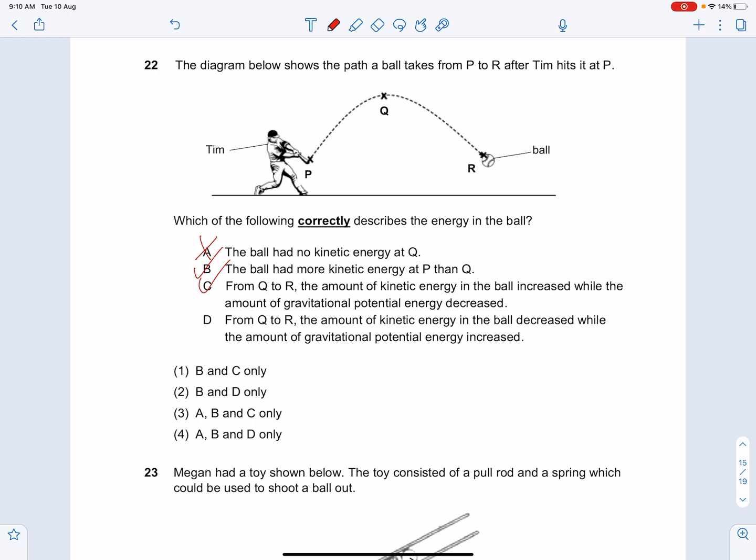From Q to R, the amount of kinetic energy in the ball decreases while the amount of gravitational potential energy increases. This is definitely wrong. Why? Because if you take a look in terms of height, your height is decreasing, and height is one thing that increases GPE. So in this case, your height is decreasing, so therefore your GPE should also decrease and not increase. So in this case, your answer is B and C.